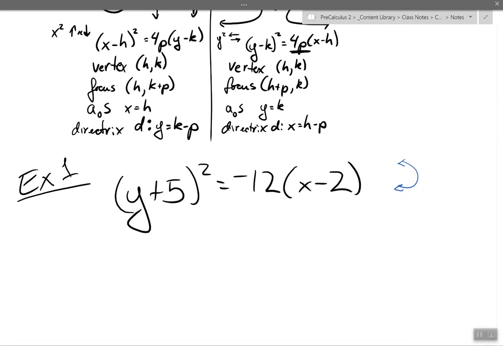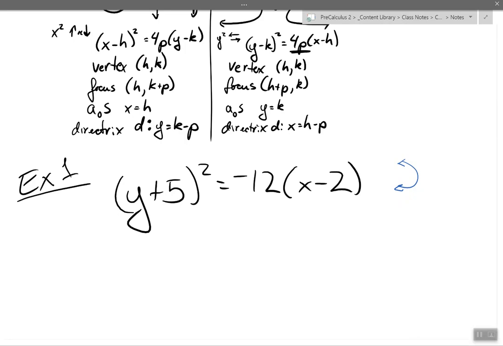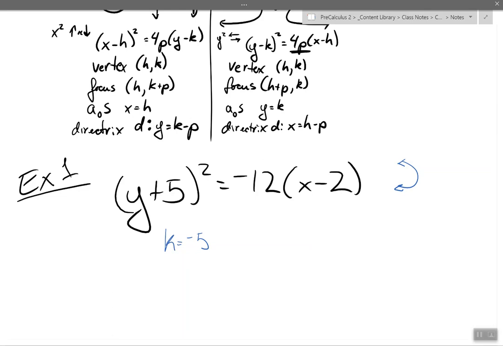The k value is basically the easiest way to think about it. It's not necessarily the most correct way to think about it, but the k value is whatever numbers with the y but the opposite sign. So this is y plus 5, which means k is going to be negative 5. Easiest way to think about it. I'm not going to go into any other crazy details on it. Just think about it's the opposite of whatever's with the letter.